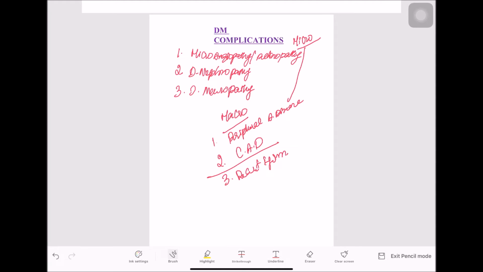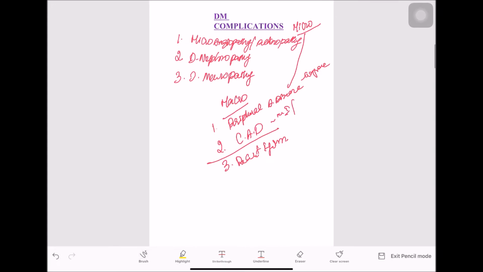So the microvascular complications, that is microangiopathy or retinopathy, diabetic nephropathy, diabetic neuropathy, and macrovascular complications, that is peripheral arterial disease, which leads to gangrene, and coronary artery disease, MI, stable angina, and also the patient will have recurrent infection. So now we'll move on to the questions.